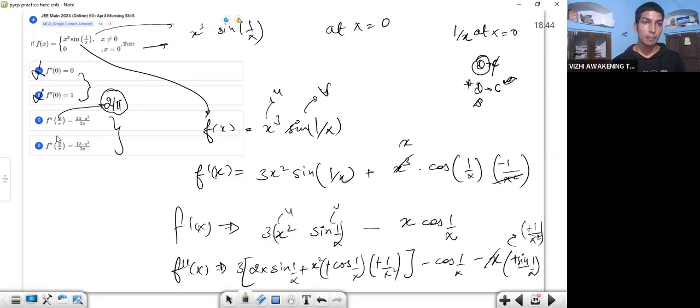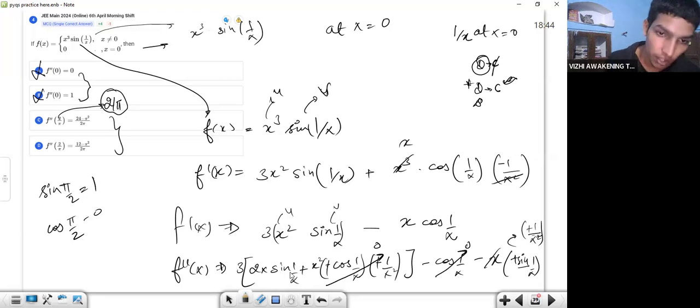So let's simply put 2 by pi as in the question. The terms we have are sine 1 by x, which becomes sine pi by 2, and cos 1 by x, which becomes cos pi by 2. This simply is 0 and this is 1. So whichever term has cos 1 by x becomes 0. Sine of 1 by x is 1.